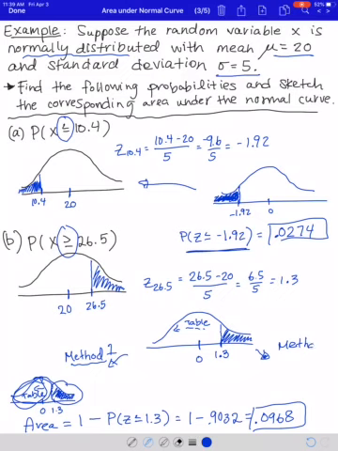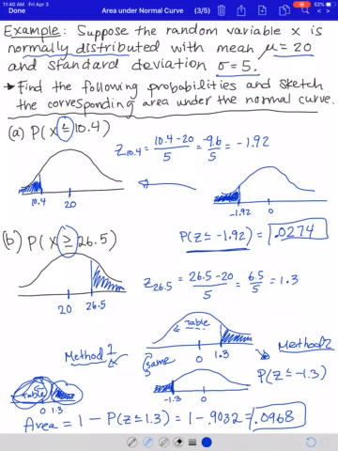Remember, the second method says that by the symmetry of this standard normal curve, or any normal curve for that matter, this area here to the right of 1.3 is actually equivalent to the area to the left of negative 1.3. Right? These areas are the same. So all I need to do is look up in my table, what is the probability that z is less than or equal to negative 1.3? And so let's look up in our table.